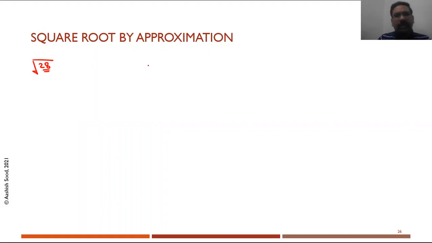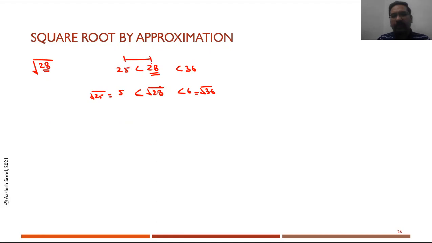So what I'll do is I'll look at which two perfect squares 28 lies between. 28 lies between 25 and 36, which means the square root of 28 will lie between the square root of 25, which is 5, and the square root of 36, which is 6. This is where it will lie. What will be the value of this number here?